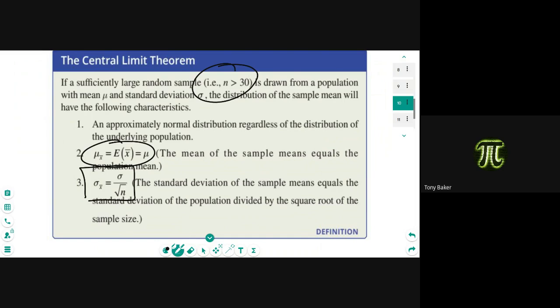As n gets bigger, what should happen to that standard deviation? Smaller, because as the bottom of my fraction gets bigger, the fraction as a whole gets smaller. So the bigger my sample, the smaller my standard deviation.